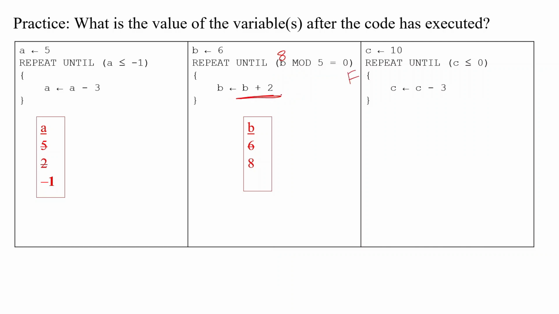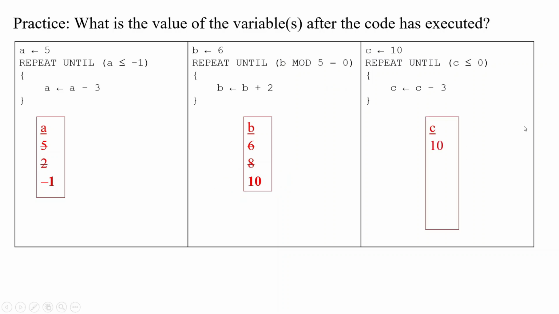So I'm going to come in here and repeat this line of code. Add 2. Then B is 10. Is 10 mod 5 equal to 0? That is finally true. Because it's true, B stands at 10. We do not change it anymore. We do not run the line again. Once that condition is true, we are done.